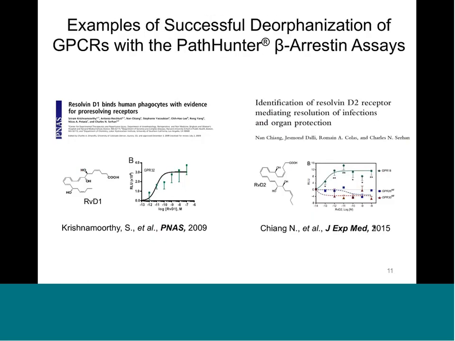Although we were unable to deorphanize our orphan GPCRs, there are several successful examples which demonstrate this assay is useful for deorphanization. These two publications revealed natural ligands of orphan GPCRs, GPR32 and GPR18, and other groups also found several surrogate ligands of several other orphan GPCRs by PathHunter beta-arrestin assays. So we think this assay will still be useful for ligand screening for orphan GPCRs.